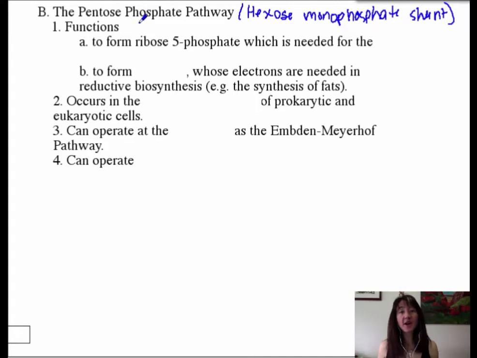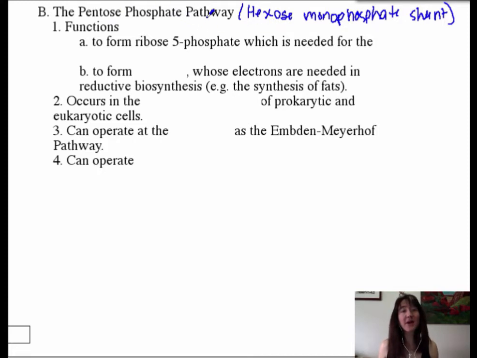Remember that the Embden-Meyerhof pathway has as its central goal the production of ATP. That ATP can be produced directly by substrate level phosphorylation or indirectly by making high energy reducing power that can go to the ETC. But that is the goal of the Embden-Meyerhof pathway. The goal of the pentose phosphate pathway is very different. Instead, this pathway has as the goal to support the synthesis, the biosynthesis of molecules. That is to support anabolism.